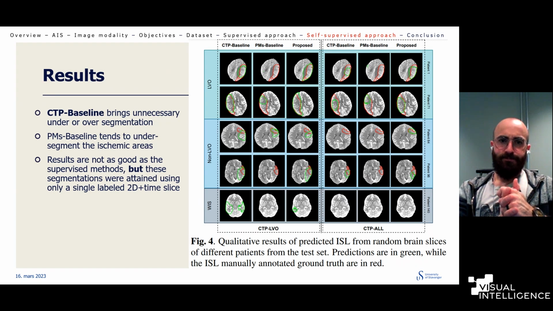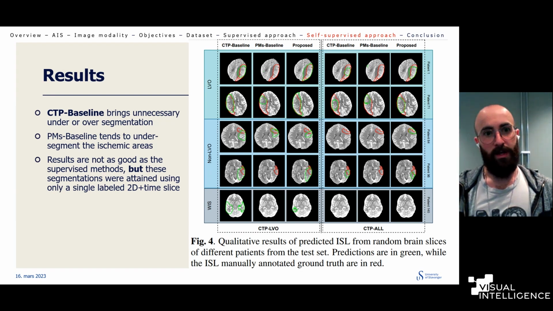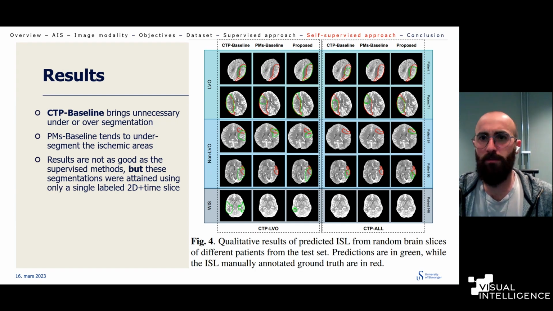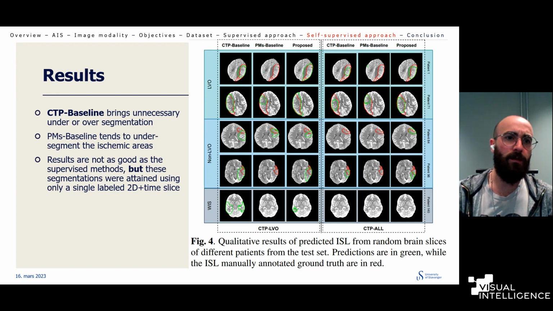So visually, the results are here on the right, and we can see that the CT perfusion baseline brings unnecessary under or over segmentation in the prediction. The predictions are in green contour, while the annotated ground truth regions are in red. The parametric baseline tends instead to under-segment the ischemic areas.